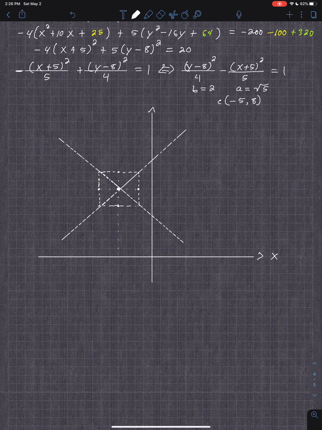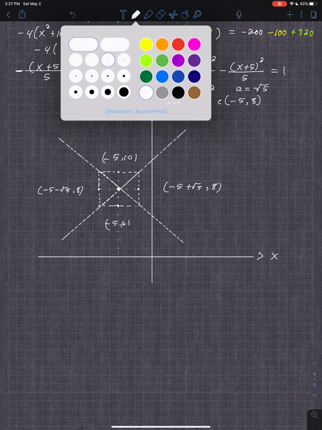It's fine. Let's label. So this was -5, 10. This was -5, 6. Okay, and this was up or down. All right, so this value was, what was I at? -5. So -5 plus √5, and we were up at 8. And this was -5 minus √5, up at 8.